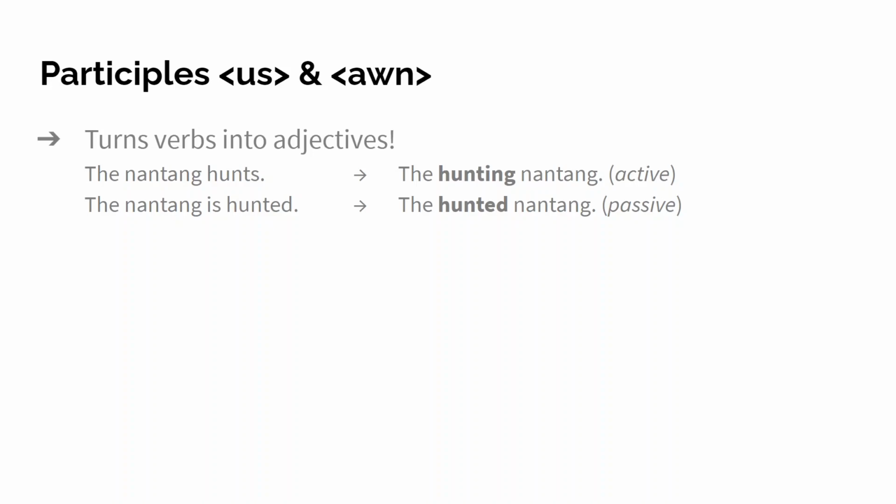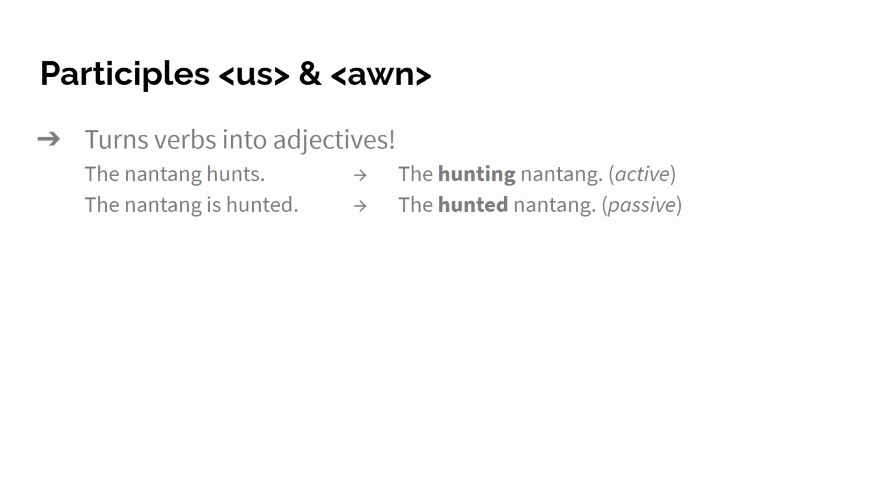The nantang hunts and the nantang is hunted. If I now were to describe the nantang in both sentences with an adjective, then the first one would be the hunting nantang, because the nantang is the one hunting. So it would be the active adjective. In the second one, it would be the hunted nantang, so the passive adjective, because the nantang is the one being hunted. He's the direct object of the action.